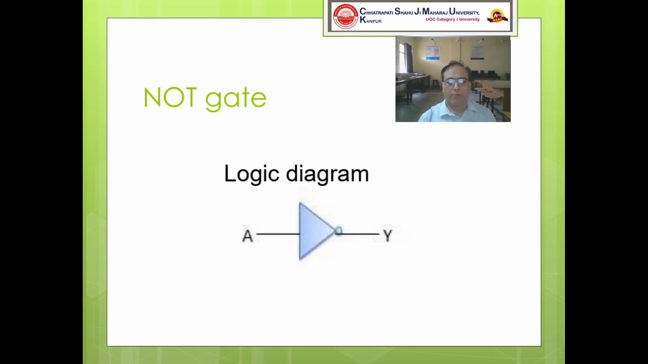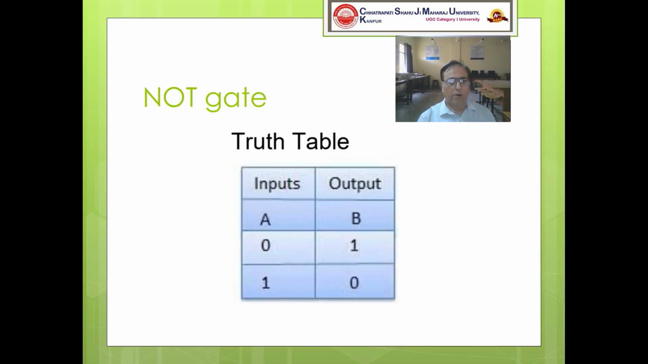The logic diagram for this is in a triangular shape with a bubble at the output. This is a single input NOT gate. The truth table will be simple. If A is 0, you will get output B as 1. If A is 1, output B is 0. These three gates, AND, OR, NOT, are known as basic logic gates.